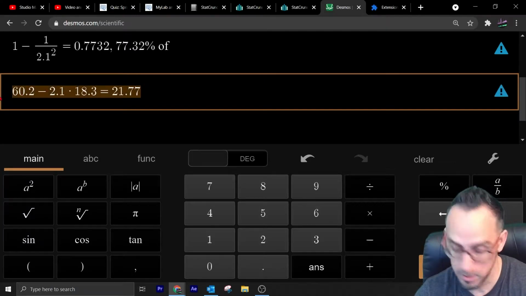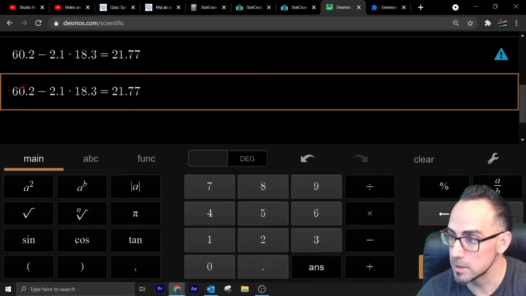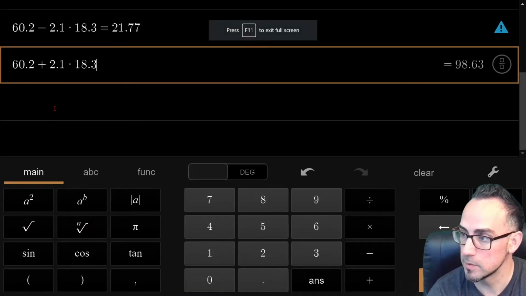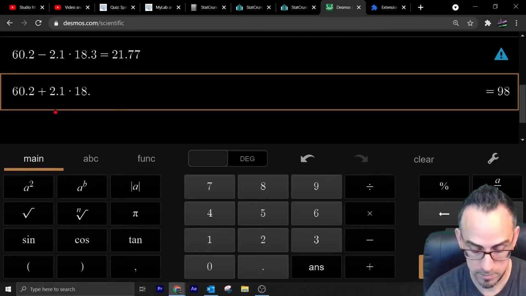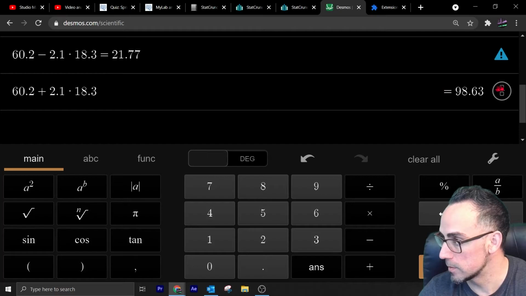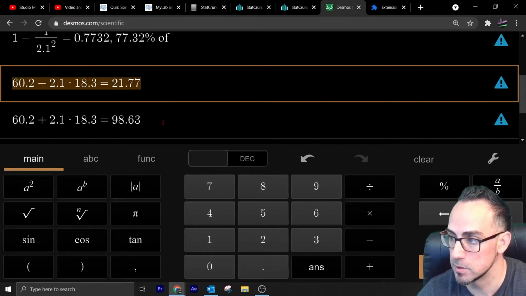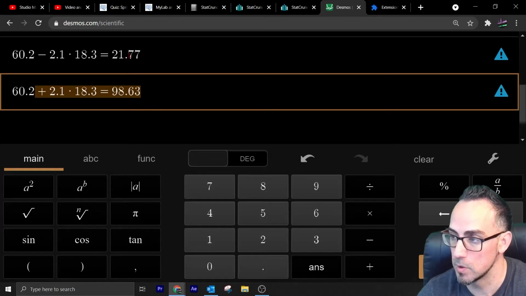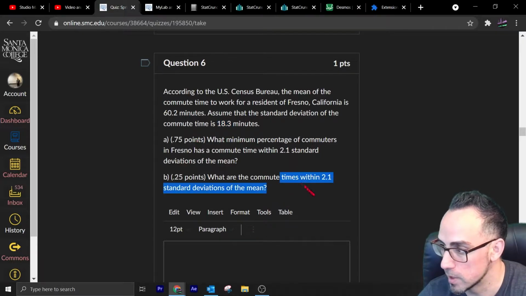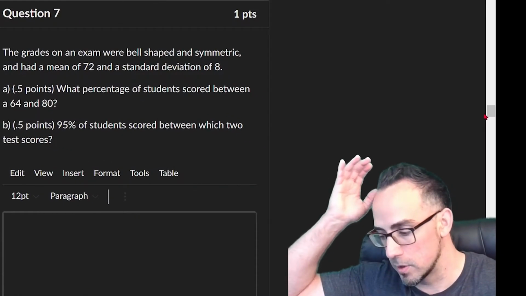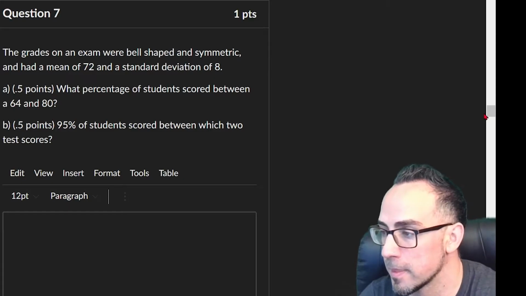Remember, you have to show your work. I'm going to copy this, paste it, and change this to plus. So those are the two commute times right there. You can copy and paste these into Desmos if you want. These two things are your answer: 21.77 and 98.63. Those are the two commute times. Don't be afraid to write a sentence, explain what you did, or insert your work.